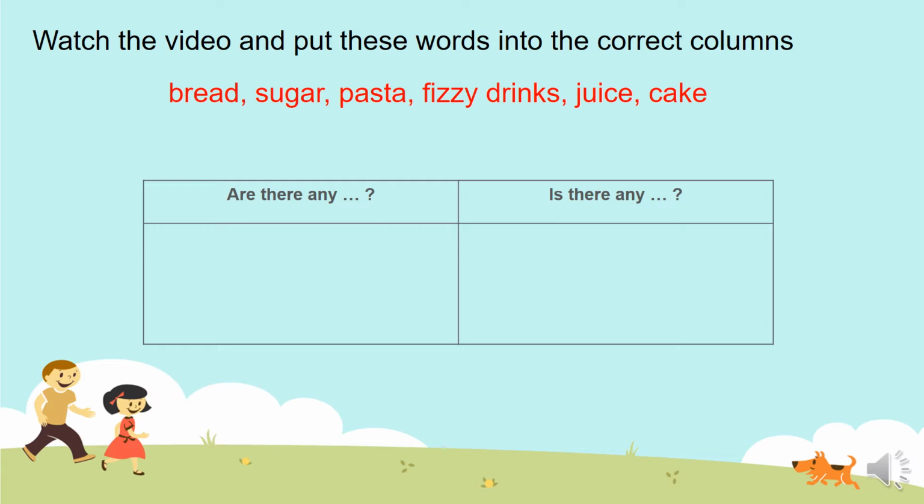Okay, so what I want you to do is to listen to the video that I'm gonna play now, and then put these words into the correct column. If you hear "Are there any bread and sugar or pasta," you will put this word in this column. So you have to listen first. Let's go now.